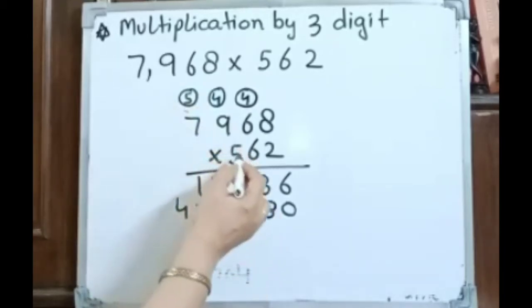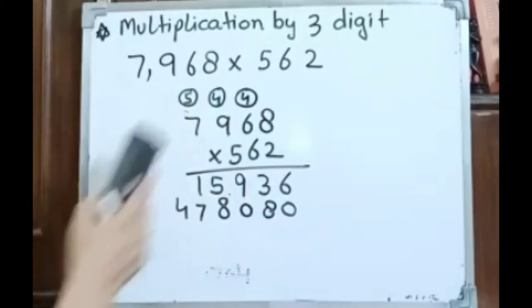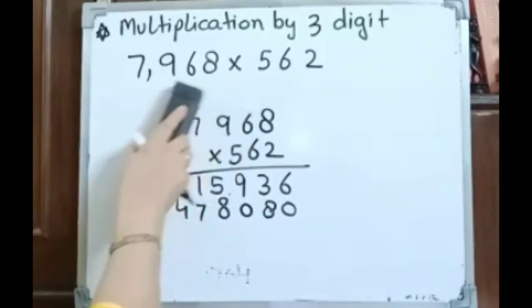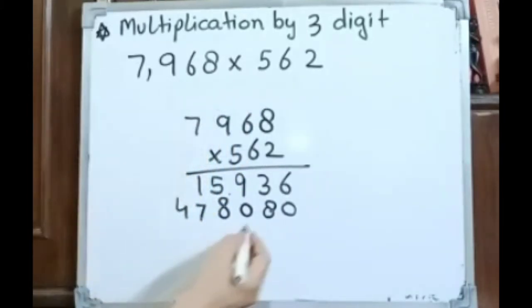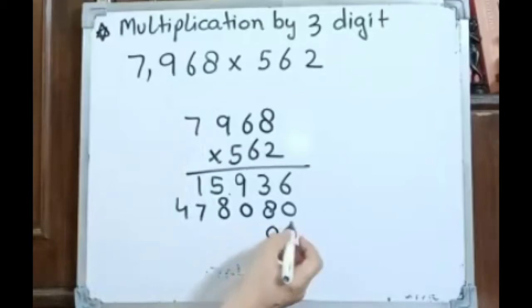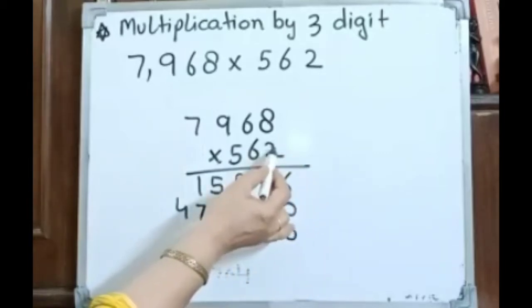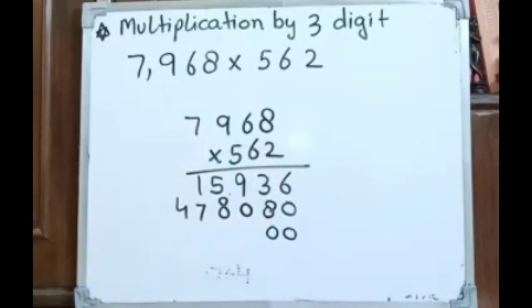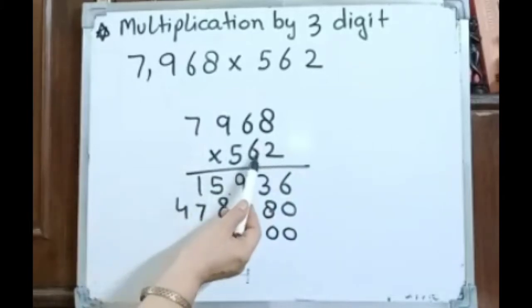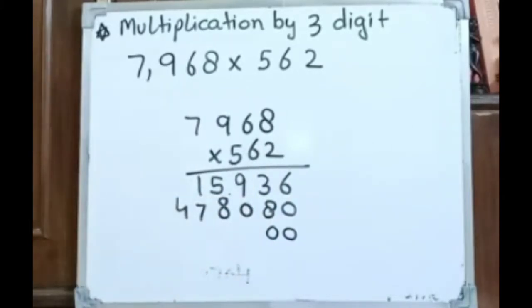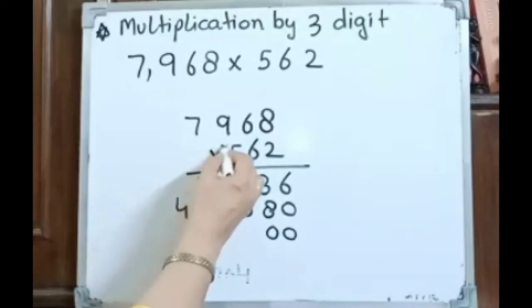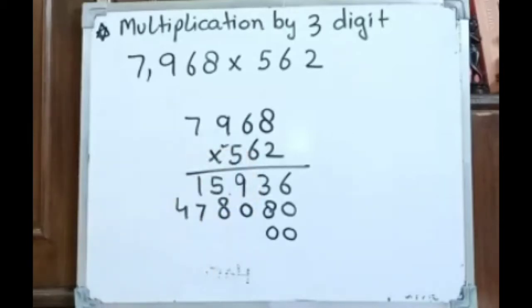So now what to do? We will go to the digit in the hundreds place. Now remove this. Now put 2 zeros here. Why 2 zeros? As we have done multiplication by 2, the number in the ones place. We have done multiplication by 6, the number in the tens place. Now we have to take the number 5, the number in the hundreds place. So we have to put 2 zeros here.